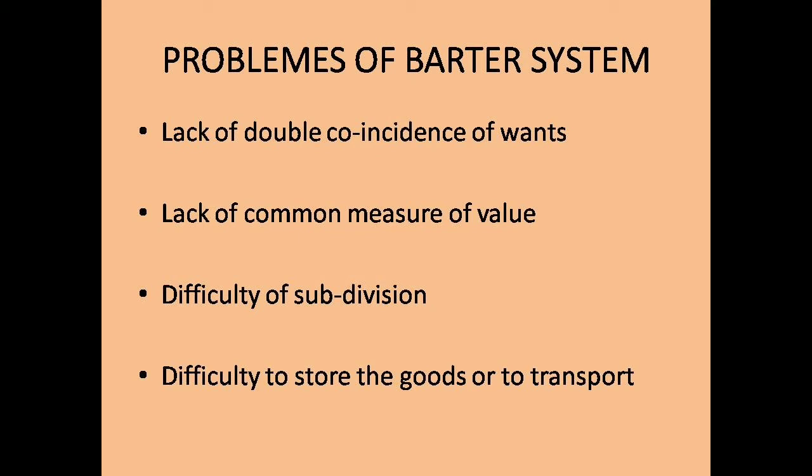Third is difficulty of subdivision. It was very difficult to divide some animals or things. For example, divide the cow for some sheep, which is not possible. Difficulty to store the goods or to transport. The movement of goods from one place to another place was also a problem. It was also difficult to preserve some perishable goods such as vegetables and fruit for a long period. So, the problem of barter system was solved by money.